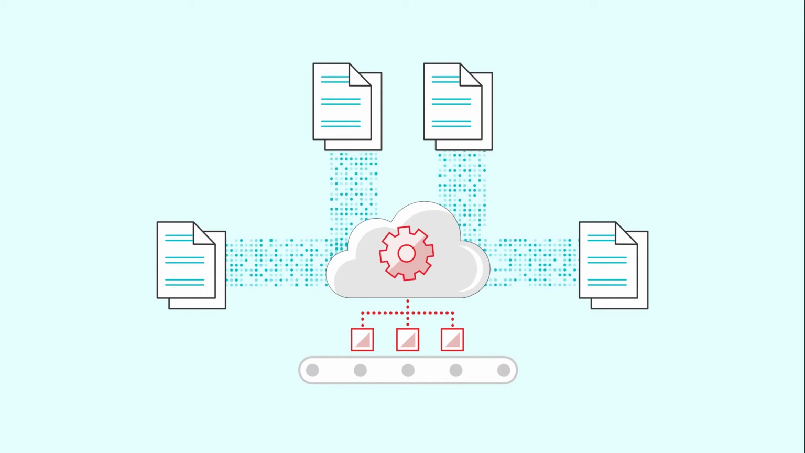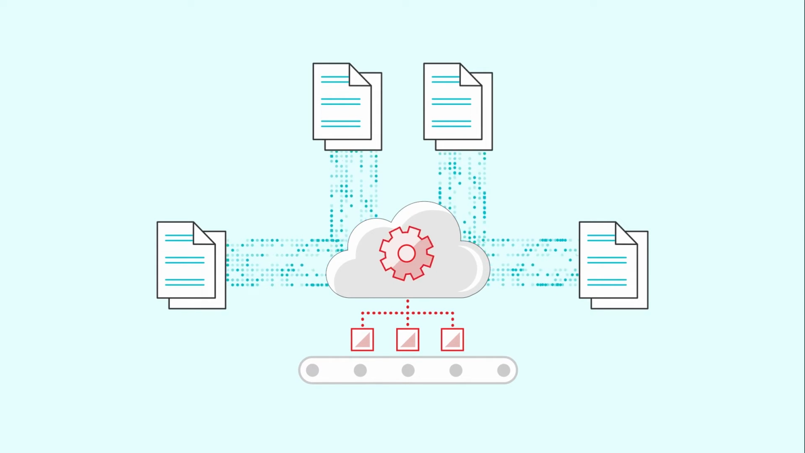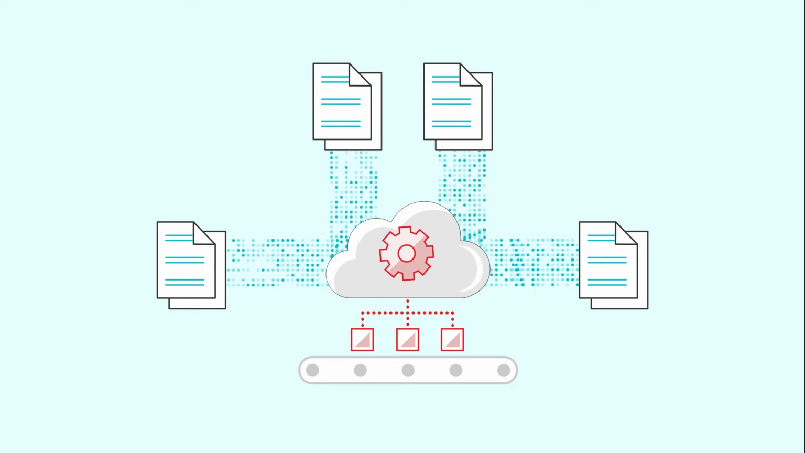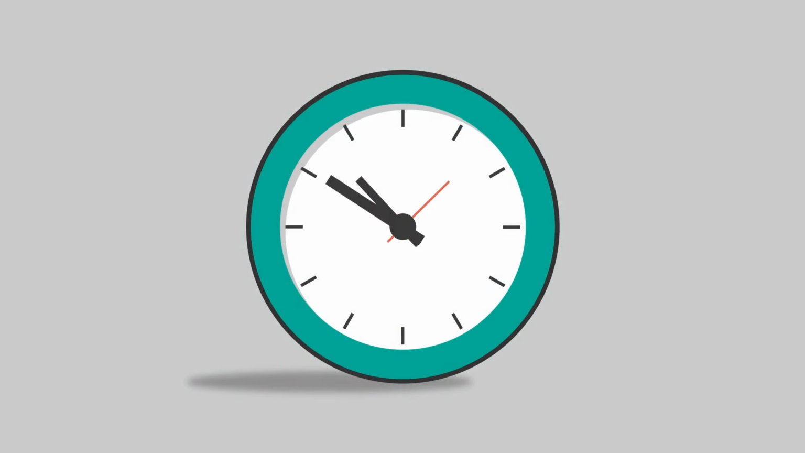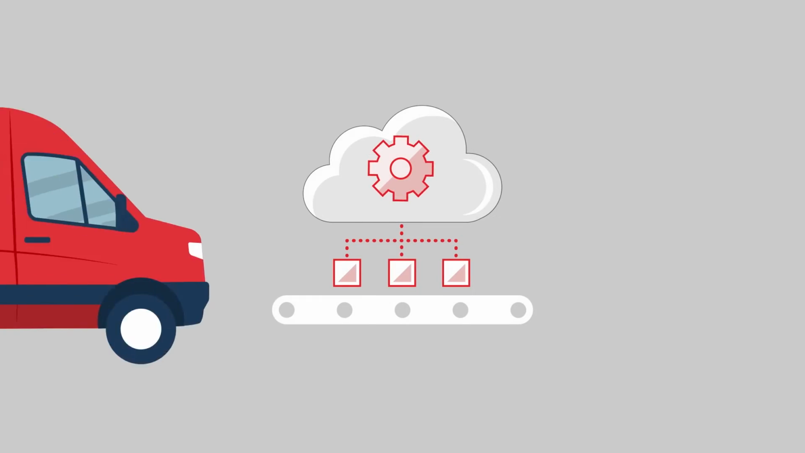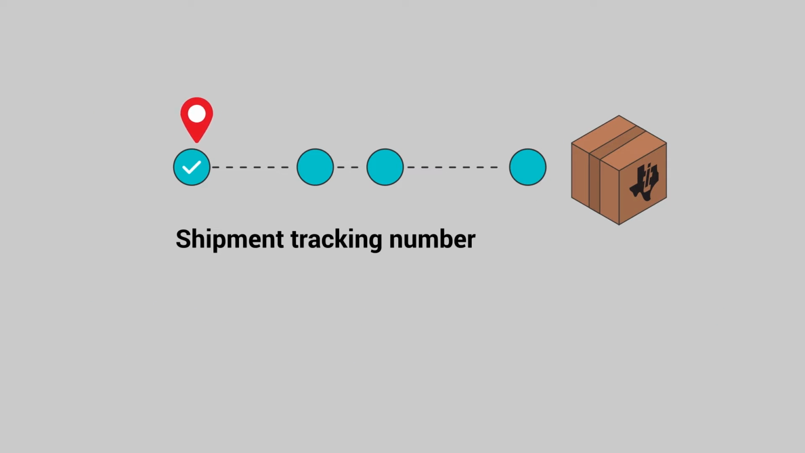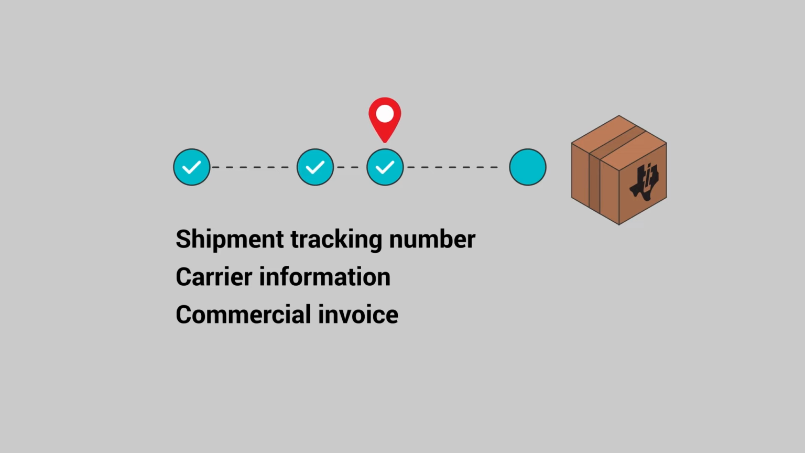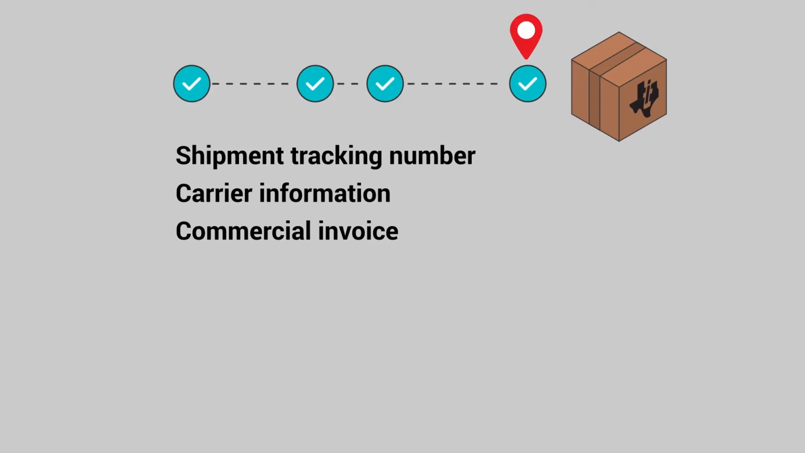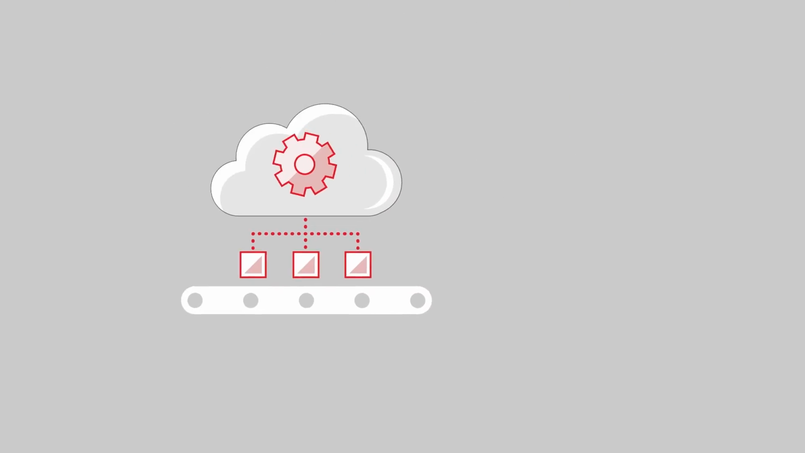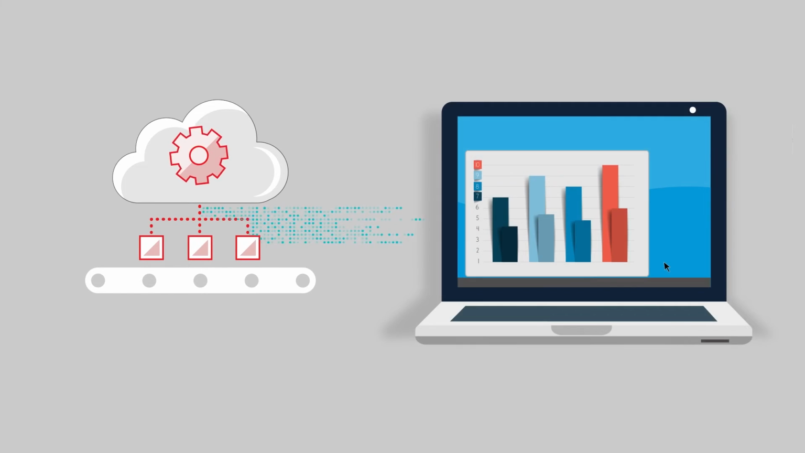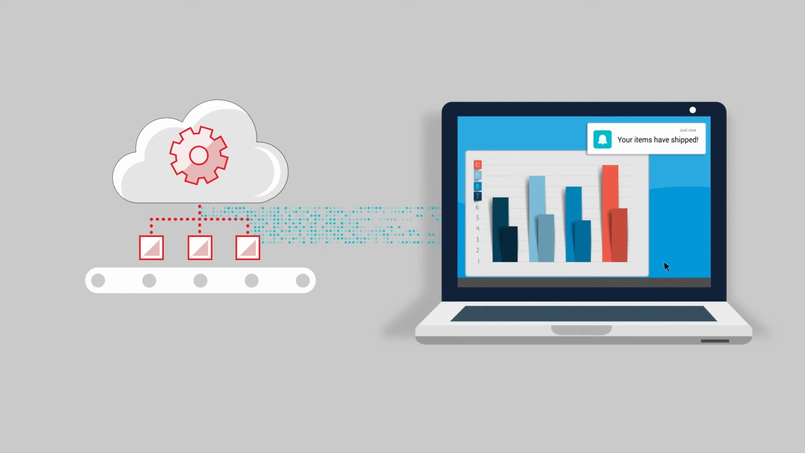This API can both place and receive order updates, so you can purchase and track with the click of a button. Want to know when your order will arrive? Use the Advanced Ship Notice Retrieve API to stay on top of an order's shipment tracking number, carrier information, commercial invoice, and more. Too busy for that? Let TI notify you when your order ships with our Advanced Ship Notice Push API.